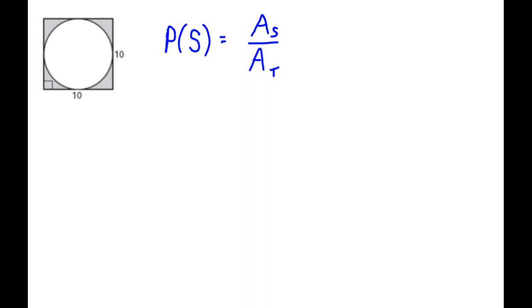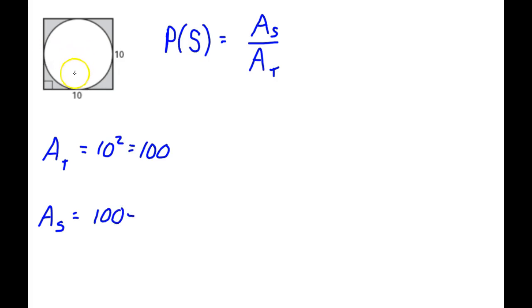In the second example, we want to do the same thing. We want to find the probability that a randomly selected point is going to lie in the shaded region. So we have to find the area of the shaded region divided by the area of the total. The area of the total is easy to calculate because it's just a square. So we would take 10 squared, which is equal to 100 square units. Now we need to find the area of the shaded region, which we're going to find by taking the area of the total minus the area of the inside circle. We know the area of the total is 100. And then we have to subtract from that.